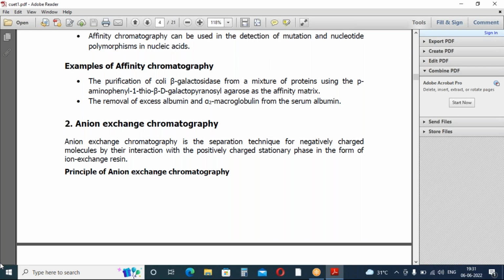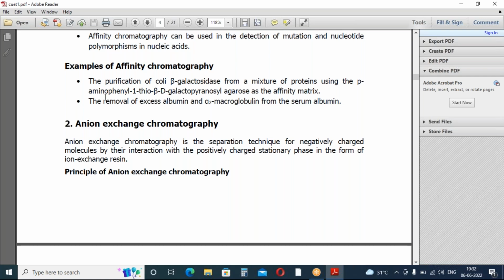Okay, it is a separation technique used for negatively charged molecules. Anion exchange chromatography is used for the separation of negatively charged molecules. Anions means which charge they are carrying? Anions carry negative charge, so it is used for separating negatively charged molecules by interaction with which type of molecules? Positively charged ones in the stationary phase.